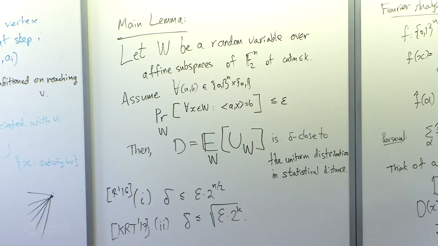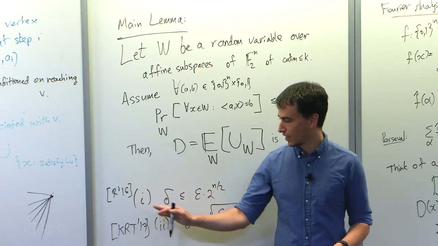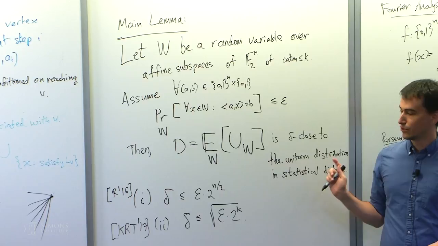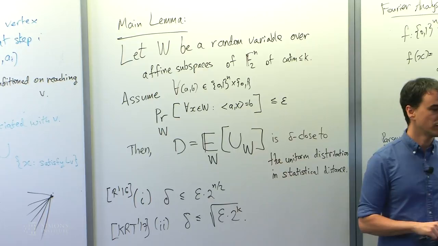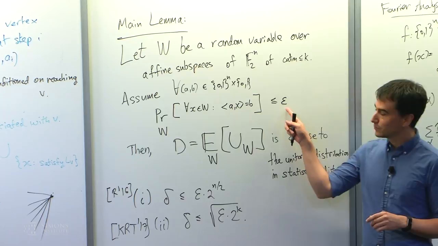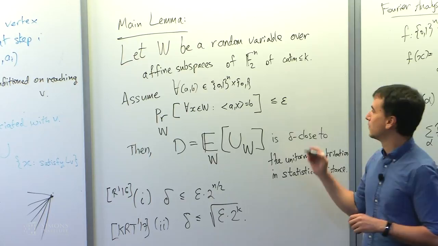We have two proofs. The first proof that Ran gave shows that the statistical distance between this distribution and the uniform is at most epsilon times 2 to the n over 2. It seems a little bit big. 2 to the n over 2 is pretty big. So you need to pick your epsilon to be smaller than that, like you can pick epsilon to be 2 to the minus 0.6n in order for this to work.